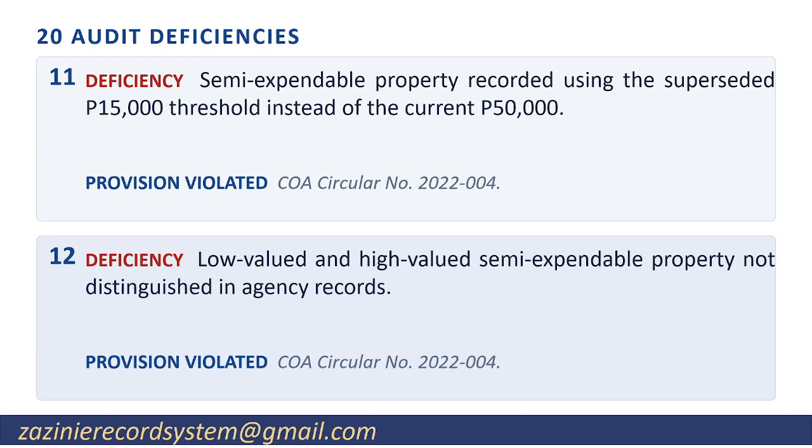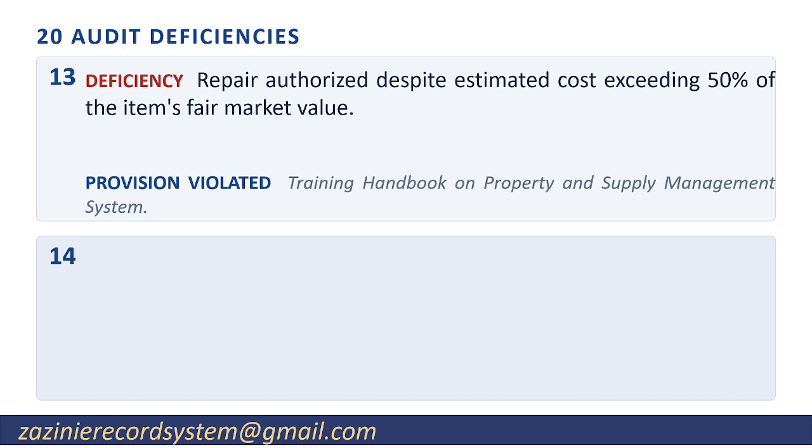20 audit deficiencies. Number 11. Deficiency. Semi-expendable property recorded using the superseded 15,000 pesos threshold instead of the current 50,000 pesos. Number 12. Deficiency. Low-valued and high-valued semi-expendable property not distinguished in agency records. Next slide. 20 audit deficiencies.